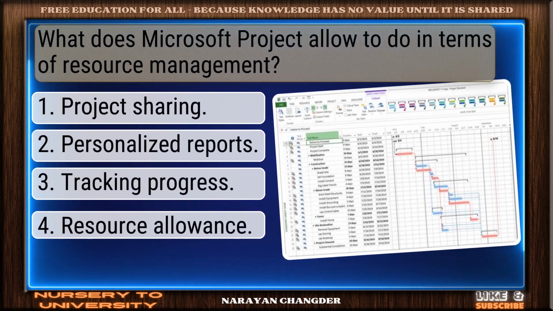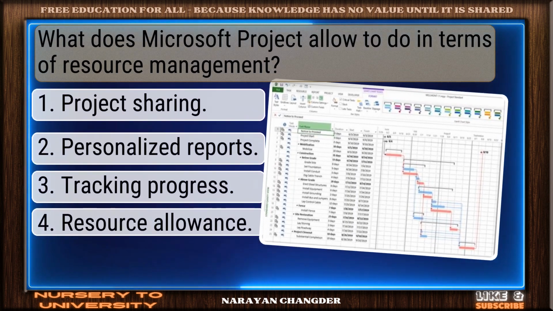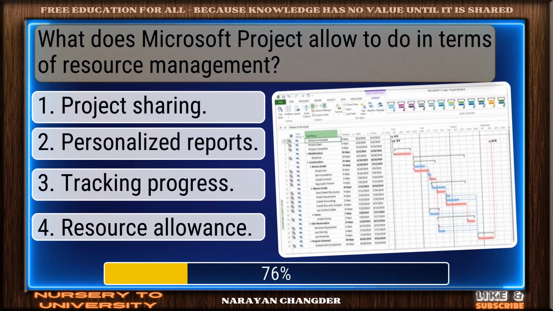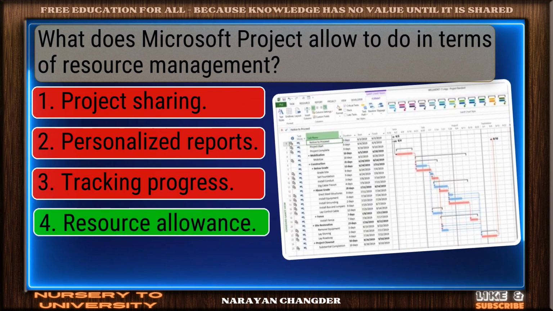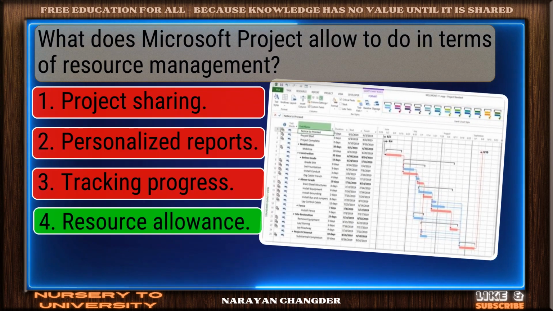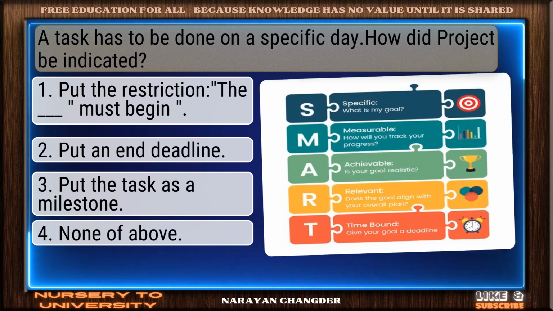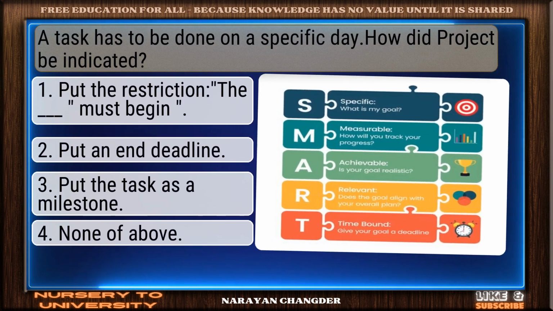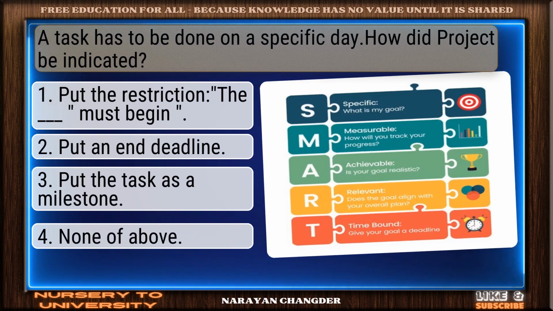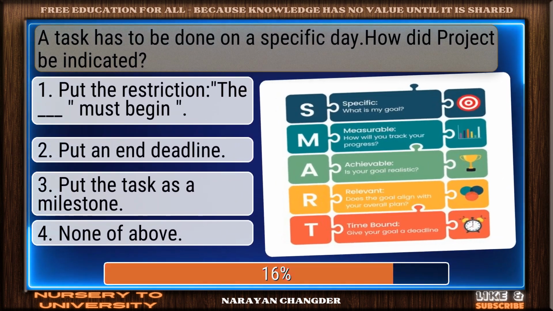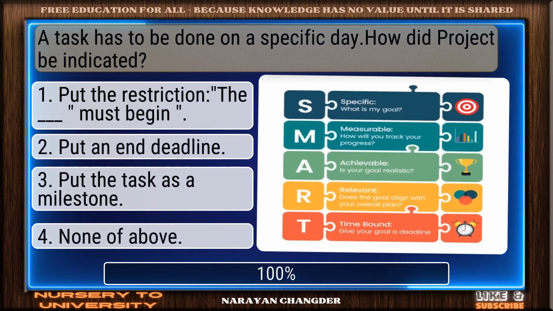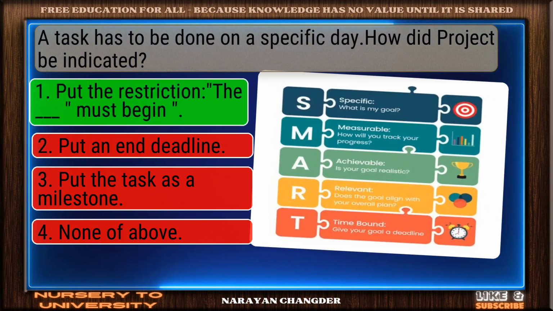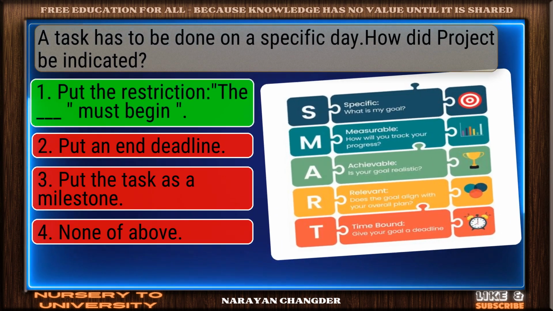Question number 21. What does Microsoft Project allow to do in terms of resource management? Great thinking. Resource allowance is the right choice. Question number 22. A task has to be done on a specific day. How should it be indicated in the project? Valid point. Put the restriction, the dash, must begin, is true.